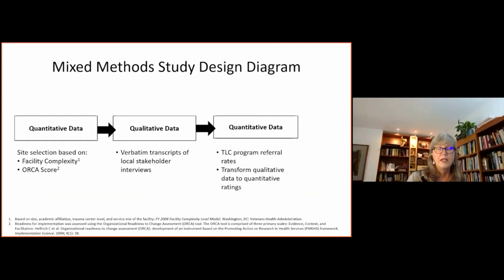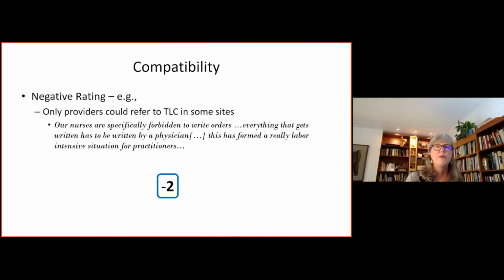we collected qualitative data using interviews, and I gave some example quotes out of those interviews. We then quantified qualitative data, and we linked it to actual referral rates at the end of the 19 months of the pilot. So I'll talk now about how we quantified qualitative data. In the case of, let's just say, compatibility as one example, the question would be, what are the perceptions of how compatible the new TLC program is with clinical processes and pre-existing programs?